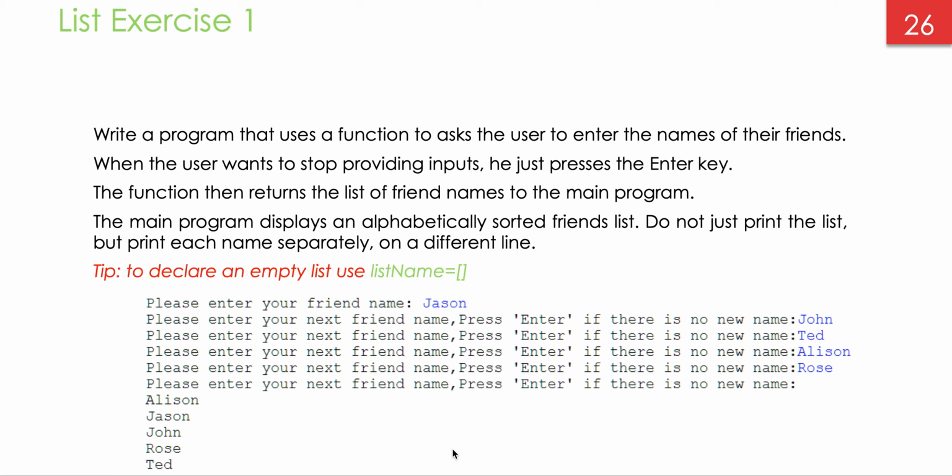Enter key in front of input returns an empty string, so that becomes the condition of our loop to basically terminate. The function then returns the list of these friends to the main program. The main program sorts the list and then prints friend names one by one as shown here.